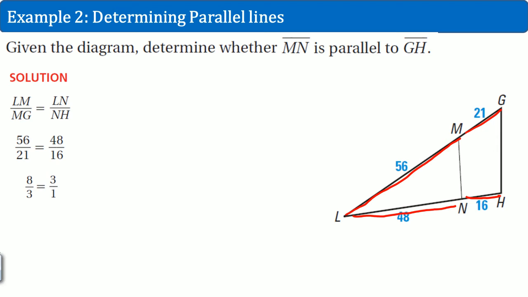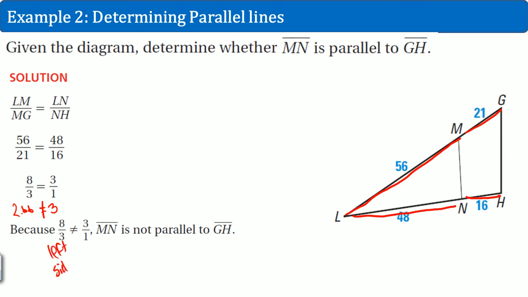That equals 3 over 1. These two aren't equal. If you don't see the fraction, just put it in the calculator. 8 over 3 in the calculator is about 2.66. And 3 divided by 1 is just 3. Notice, 2.66 is not equal to 3. Because the left side is not equal to the right side, you would say that MN is not parallel to GH.